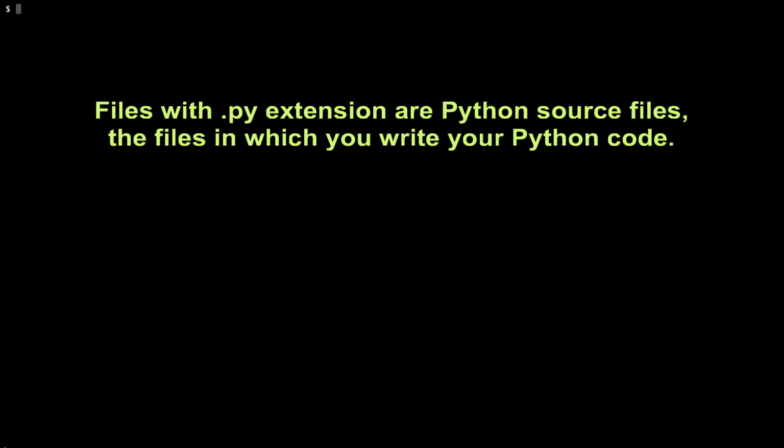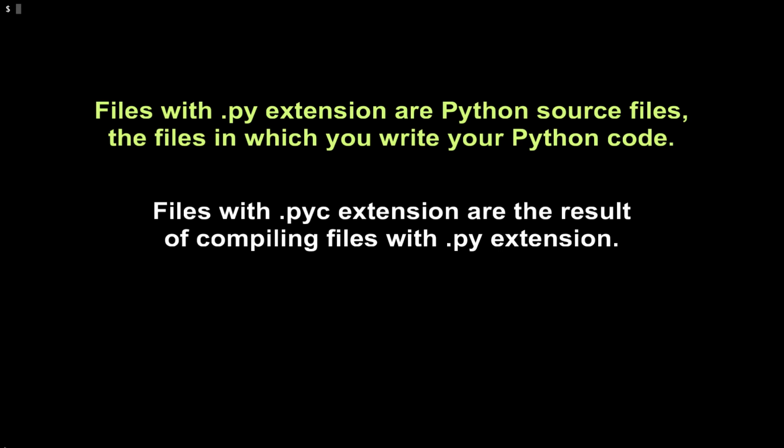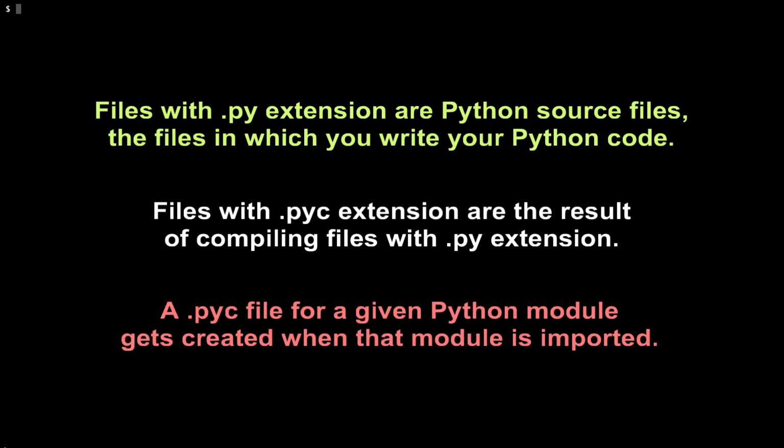The Python code you write in .py files is not executed in the same format by the machine on which you run your code. Before being executed, the code in the .py files is compiled into .pyc files. Imagine the compilation process as a translation from one language to another language. Files with .pyc extension are the result of compiling files with .py extension. A .pyc file for a given Python module gets automatically created when that module is imported. As a Python developer, you will only make code changes to .py files.